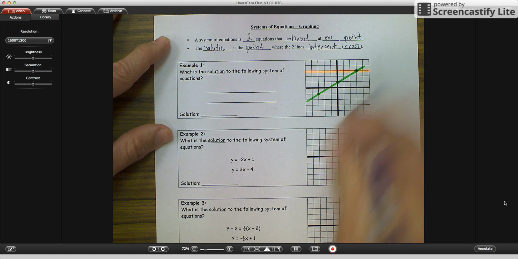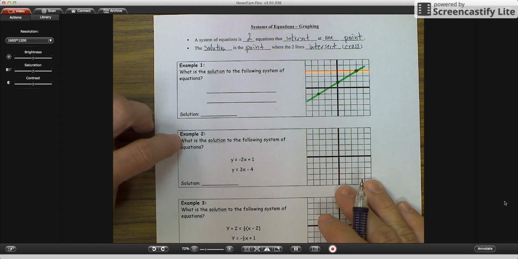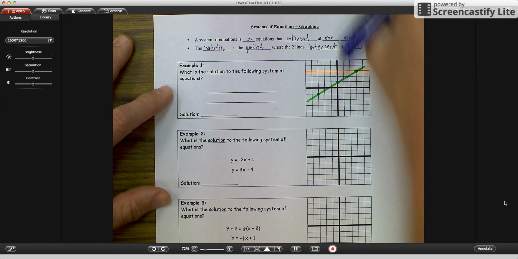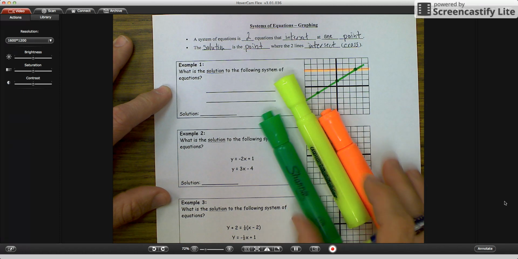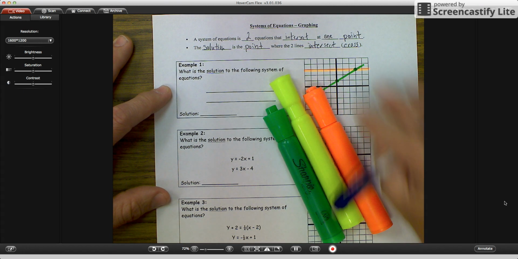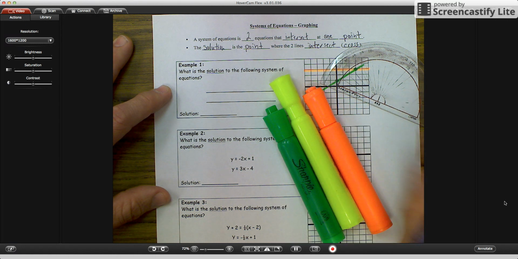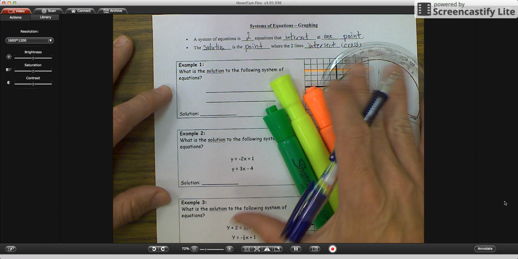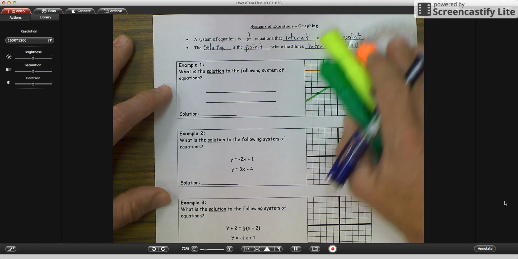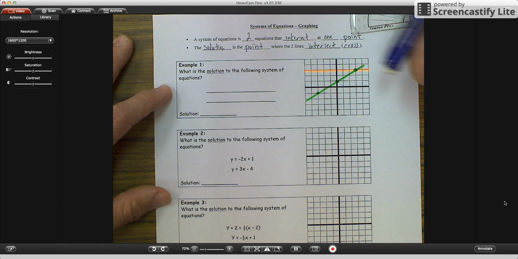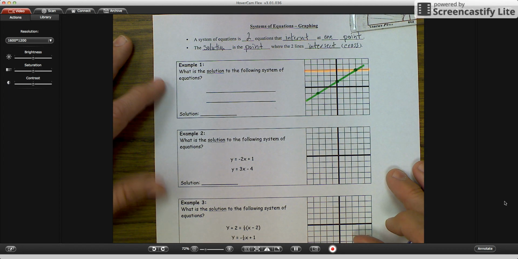So let's look at our first example. We're going to have four examples, and again, always have lots of different colors. I have three different highlighters that I'm going to use today. I want to have a straight edge because we are going to be graphing. You want to have a nice straight line, especially with systems of equations. You really want to have that straight line. So these are the tools that I'm going to use today. So you should have them with you.